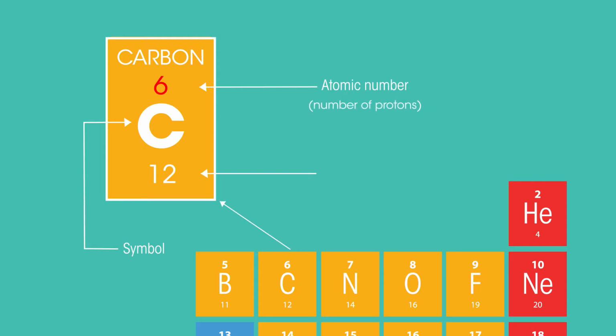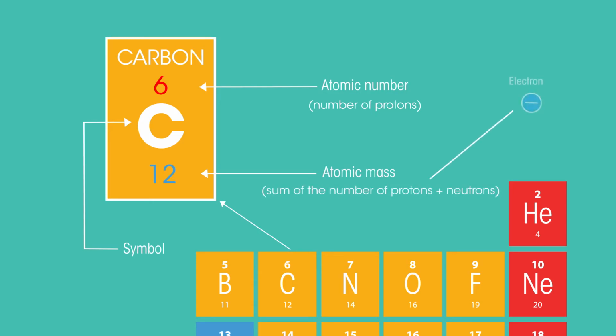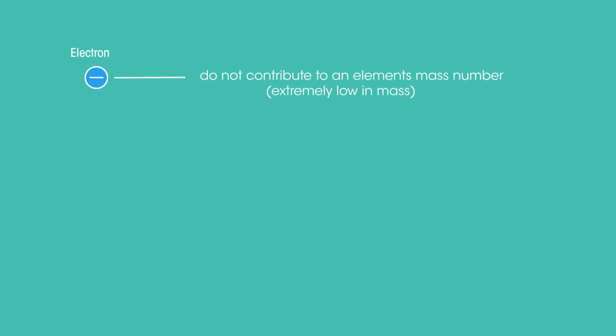The number of protons is equal to the number of electrons, unless the atom has become an ion. More on that in a bit. The bigger number is the mass number, aka atomic mass, and it's the sum of the number of protons and neutrons. Electrons do not contribute to an element's mass number because of their extremely low mass.